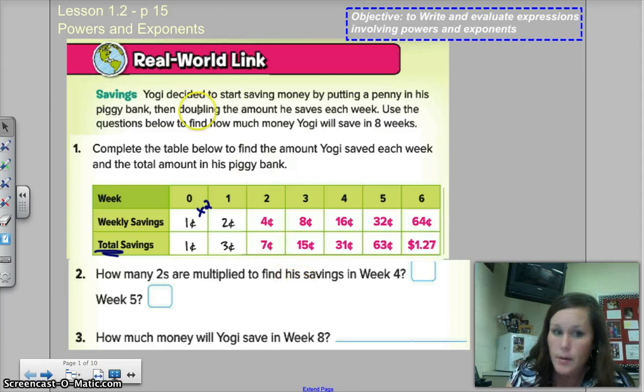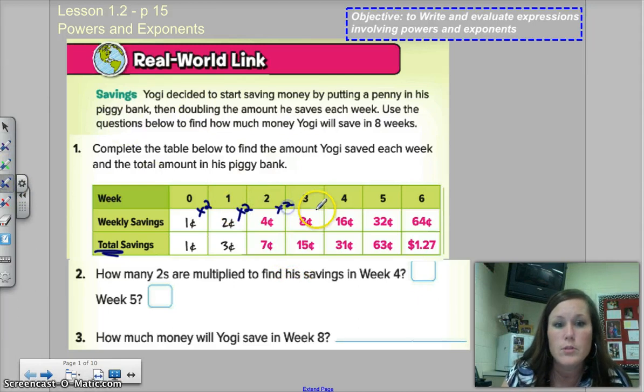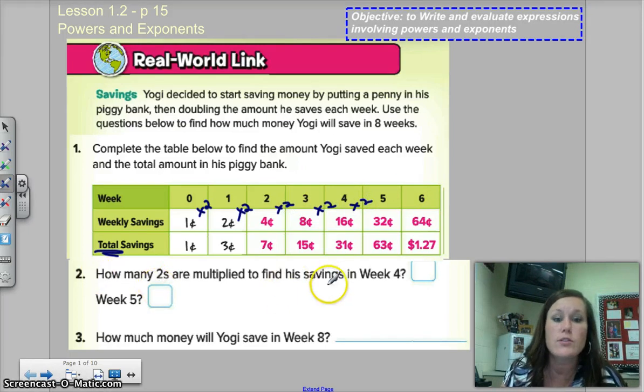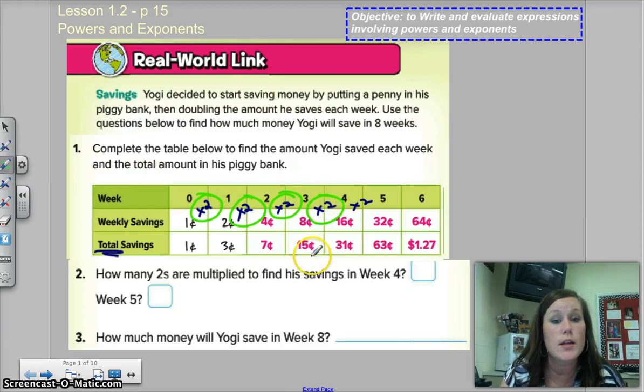So let's talk about the math behind this. We doubled every single time. Multiply by 2, multiply by 2, multiply by 2, and so on and so forth. So how many 2's are multiplied to find the savings in week 4? Well, we did that 1, 2, 3, 4 times. So there are 4 2's being multiplied.